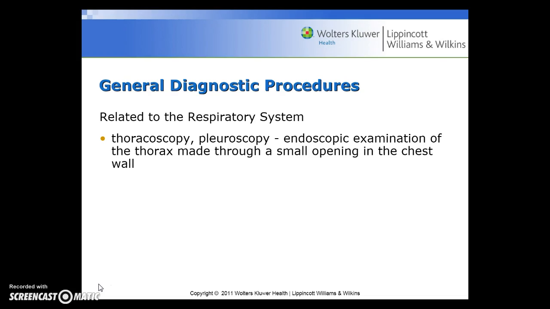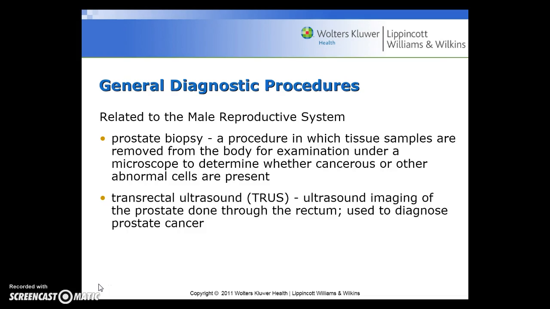Diagnostic procedures related to the respiratory system, a thoracoscopy or a pleuroscopy, and that's the endoscopic examination of the thorax made through a small opening in the chest wall. Procedures particular to the male reproductive system are a prostate biopsy, and that's where tissue samples are removed from the body for examination under a microscope to determine whether cancers or abnormal cells are present. A TRUS, or a transrectal ultrasound, is imaging of the prostate done through the rectum, and it's used to diagnose prostate cancer.